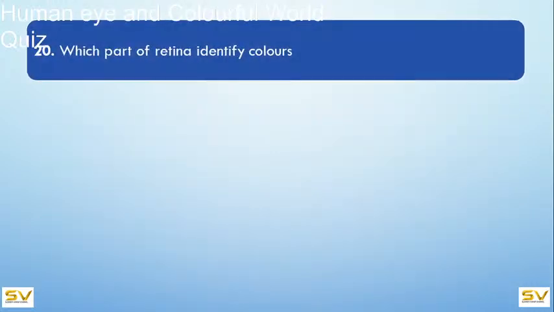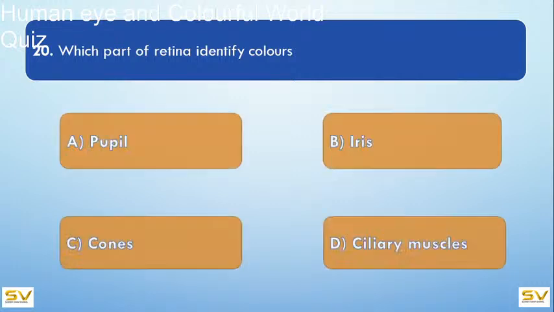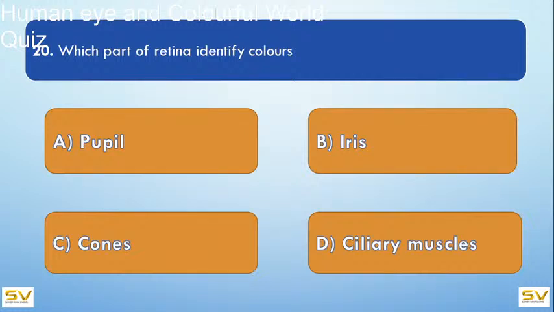Which part of the retina identifies colors? Definitely the previous one you lost the point, now you will get that point. Is it pupil, iris, cones, or ciliary muscles?